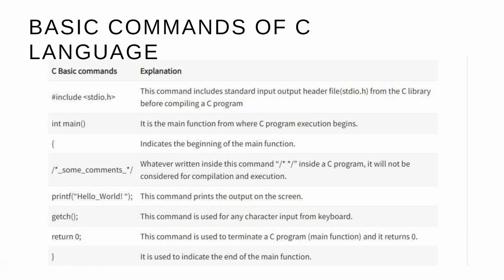In this slide, some basic commands of C language are given. First here is the header file. This command includes some standard input-output header files from the C library before compiling the C program. Then the main function is given. In this, we can write whatever we want in our program, like what we have to print. Then if we have to return from the program, we will write return 0. Then next slide.